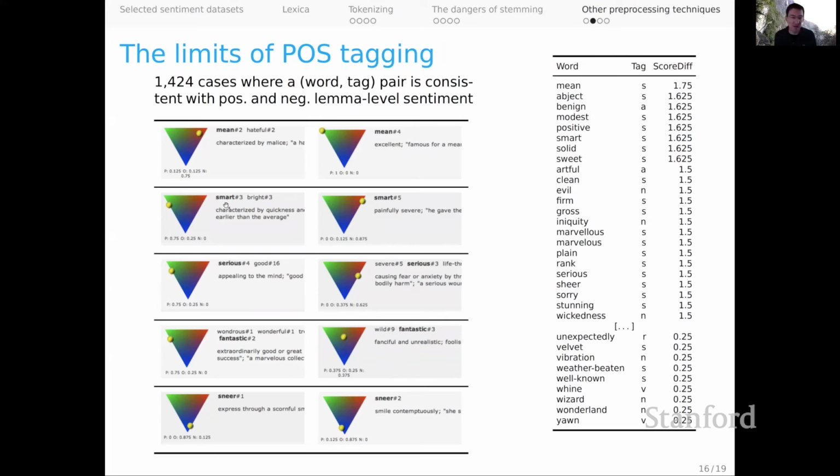Smart as an adjective could be both painful and also bright and brilliant and so forth like that. And similarly for serious and fantastic and sneer, depending on the context and the intention of the speaker, they can kind of cut in different directions. So even part of speech tagging is going to be limiting when it comes to really recovering the underlying word sense, even for something as low dimensional as a sentiment distinction.